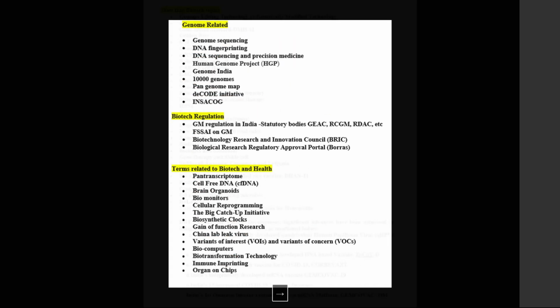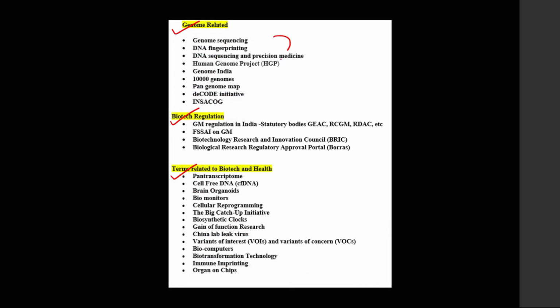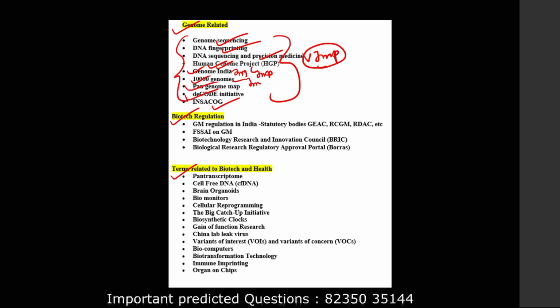So guys, next is the genome related topics. This year, this is also very, very important. I'm going to repeat myself. Then genome sequencing and precision medicine. What is the importance of genome sequencing? Then DNA fingerprinting, Human Genome Project, very important. Genome India, 10,000 genomes, very important. Pan genome map, again very important. Then the DeCODE initiative and INSACOG. All these are related to genome sequencing only.